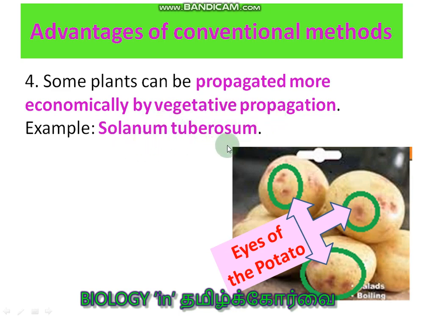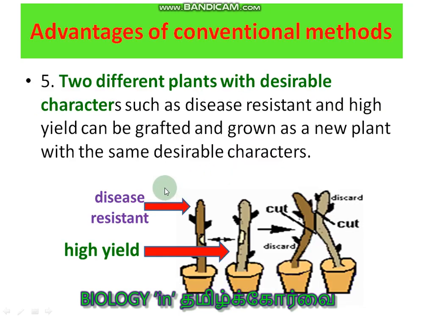Example given here: Solanum tuberosum. So these are the eyes of the potato. This can be cut, so each potato can give about 7 to 10 pieces with eyes. So it can be used for cultivation.